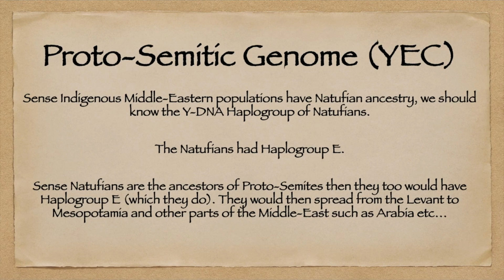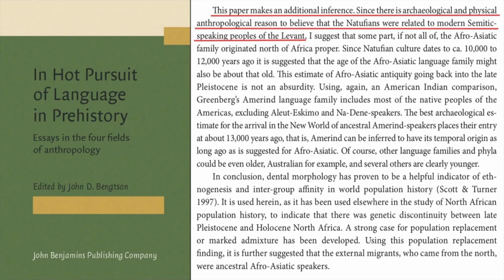Since indigenous Middle Eastern populations have Natufian ancestry, we should know the Y-DNA haplogroups of Natufians. And to make a long story short, the Natufians had haplogroup E. Since Natufians are the ancestors of Proto-Semites, then they too would likely have haplogroup E, which they do. They would then spread from the Levant to Mesopotamia and other parts of the Middle East, such as Arabia, etc. Again, this paper makes an additional inference, since there is archaeological and physical anthropological reason to believe that the Natufians were related to modern Semitic-speaking peoples of the Levant.